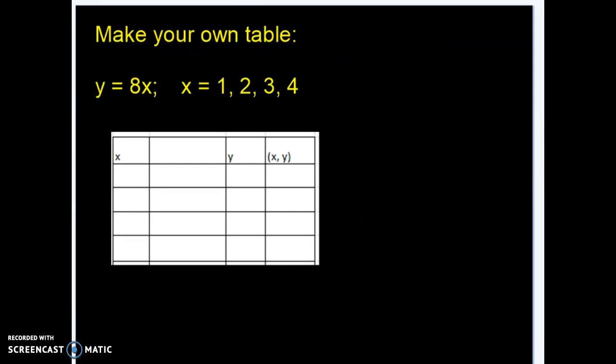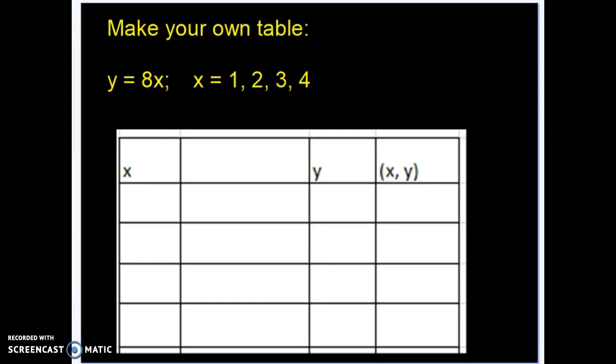So making your own table, if you want to make your own table, so in this situation, they give us the equation of y equals 8 times x.